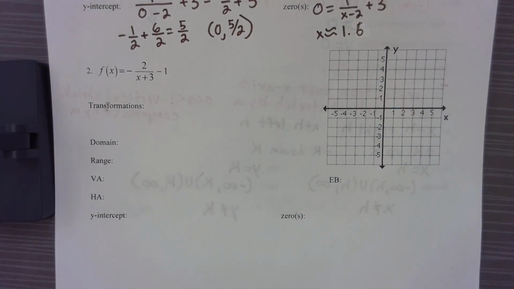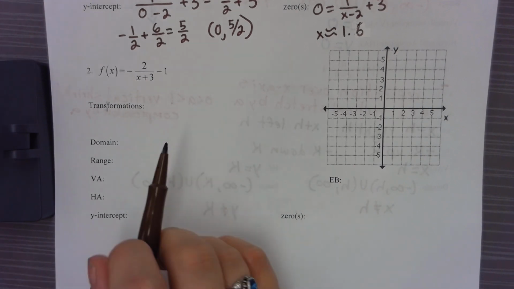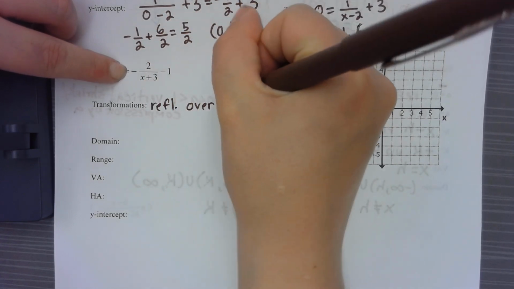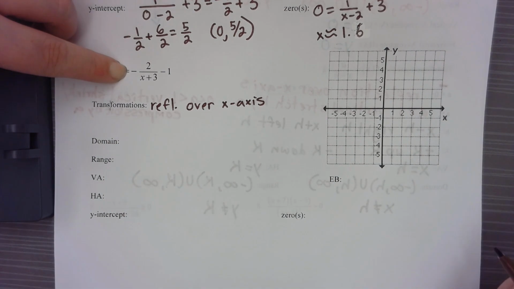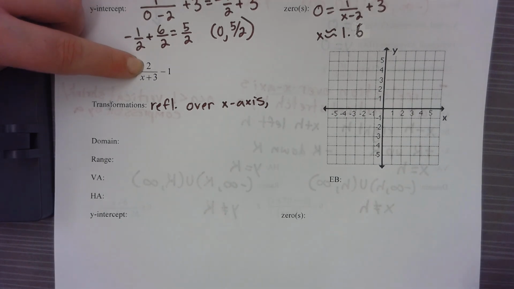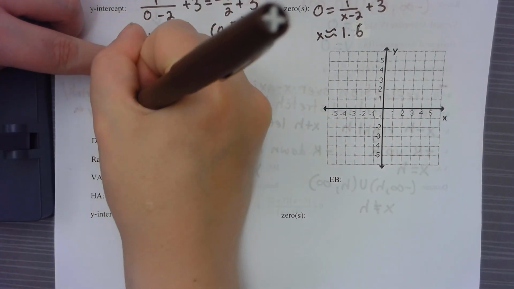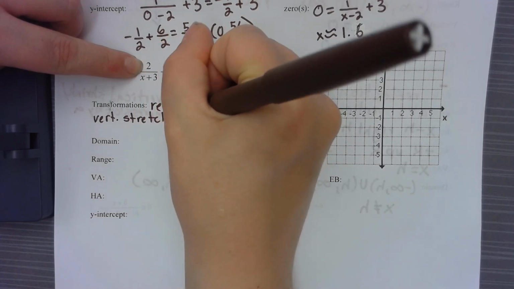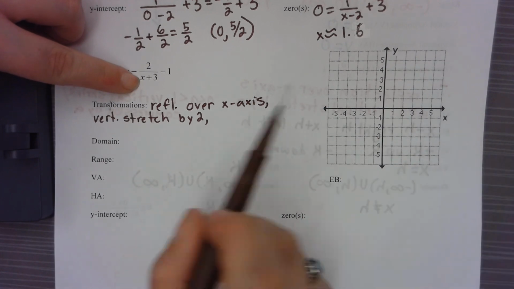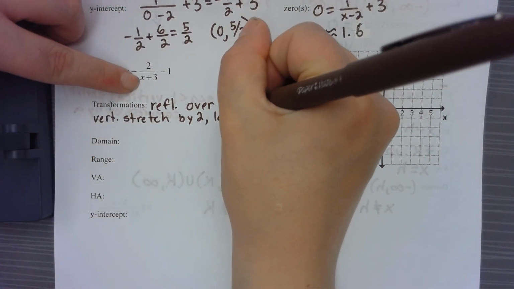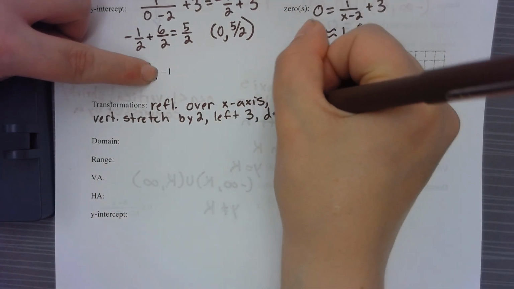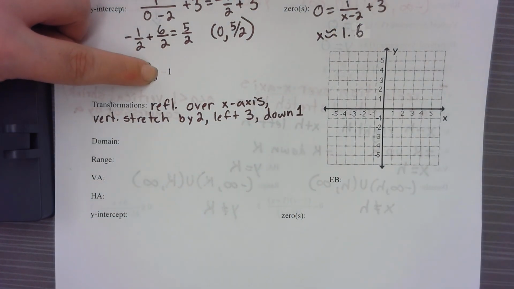The next one has some more things going on. The first thing we should hopefully notice is we have a negative. What that means is we're going to have a reflection over the x-axis. We also see that the number up top is no longer 1. That number is bigger than 1, so that's going to be a vertical stretch by 2. And then we're shifting just like we did in the last one. This time we're shifting to the left 3. Again, it's the opposite of what we think, so left 3. And down 1, because that up and down is the same as what we think.